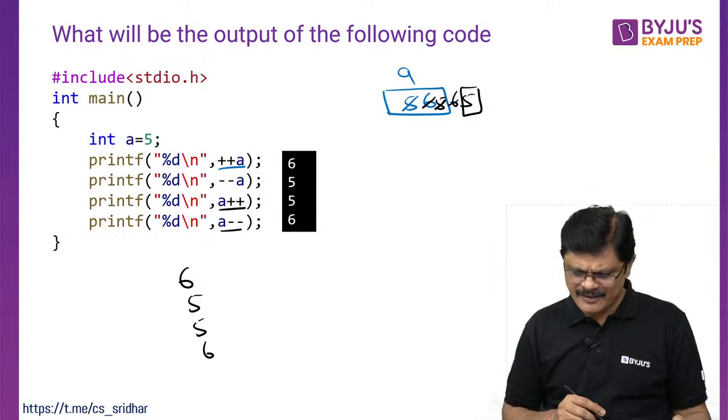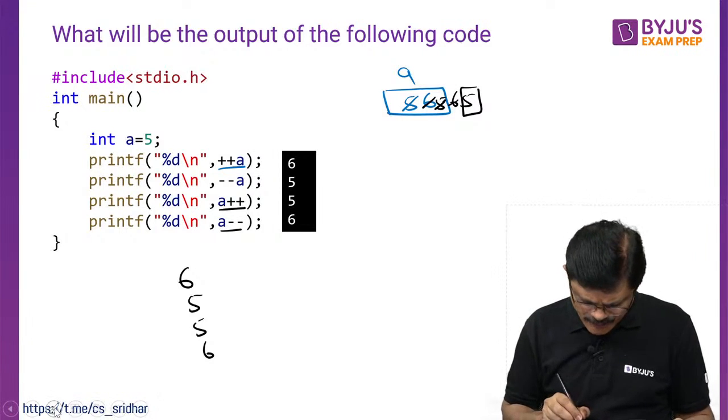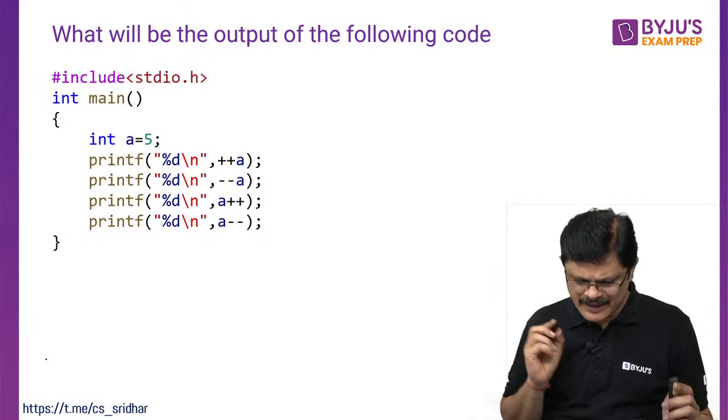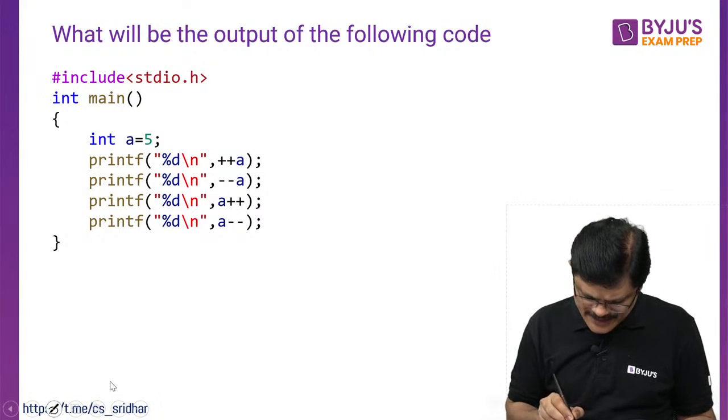6, 5, 5, 6, no? Nandini says 6, 5, 5, 5. Why? Shall I repeat it again? Okay, I'll do it once again for you people. Let us see this. Let me explain this once again.